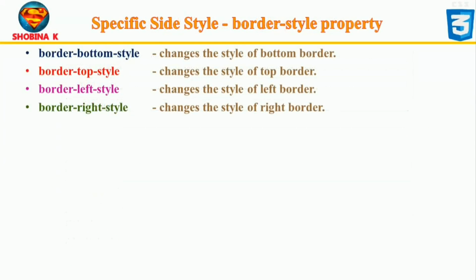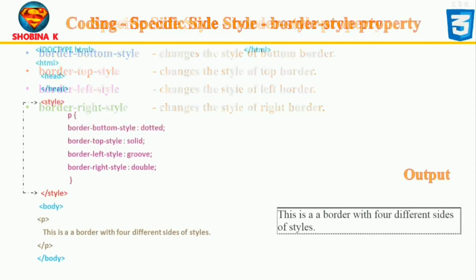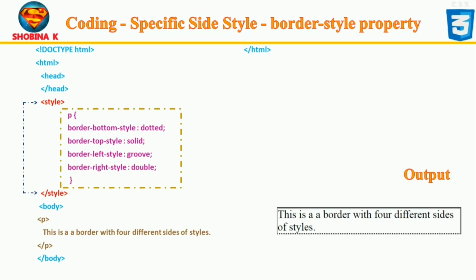You can individually change the style of left, top, right and bottom borders of an element using the following properties. Border bottom style changes the style of bottom border. Border top style changes the style of top border. Border left style changes the style of left border. Border right style changes the style of right border. Here is an example to show different border styles on each side of an element.